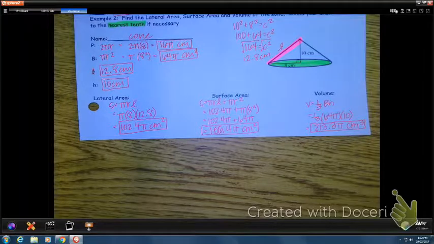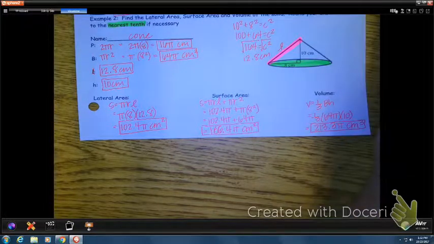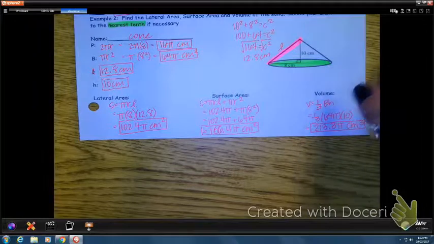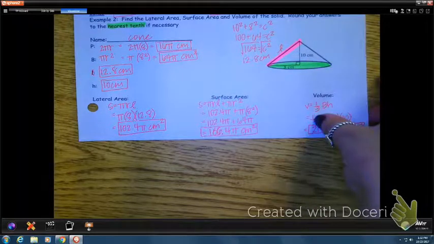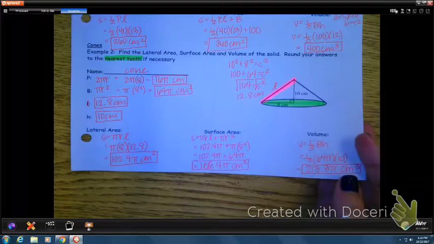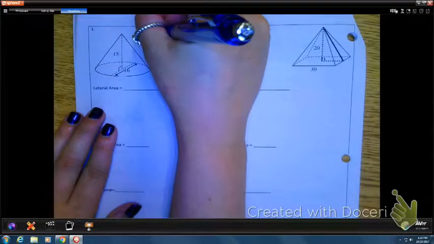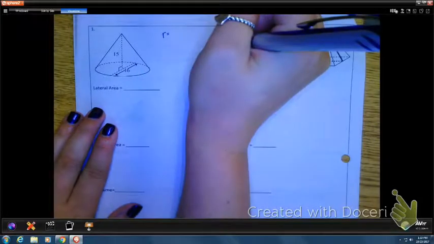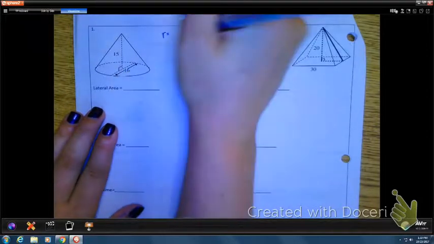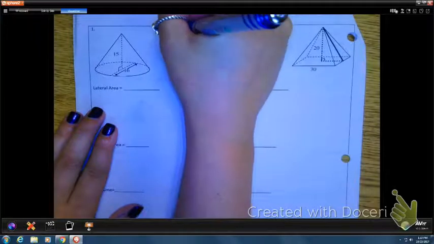All right, so now we've done an example of a pyramid and a cone. Go ahead and turn the page. We're going to do some more practice. All right, number 1, you have a cone. So first let's figure out our radius. If our diameter is 16, our radius should be 8 units.